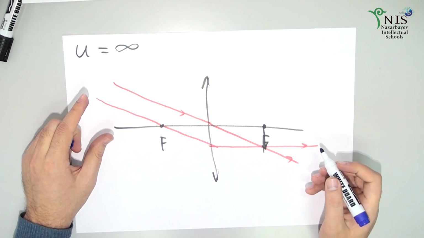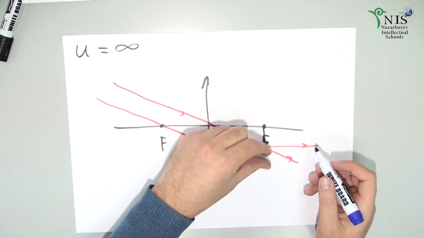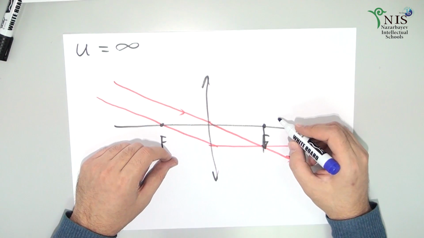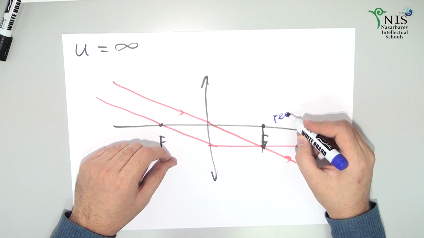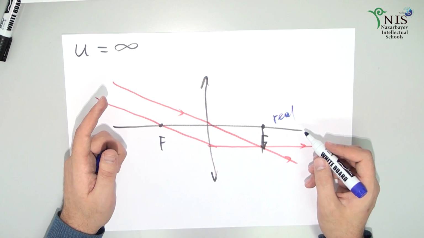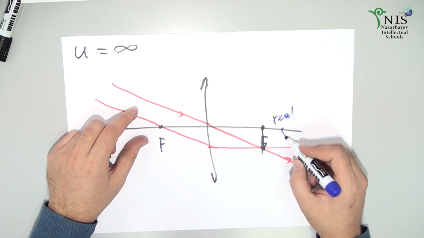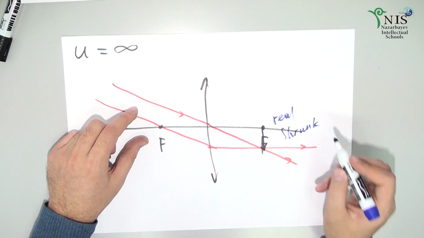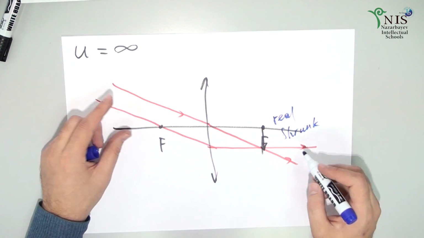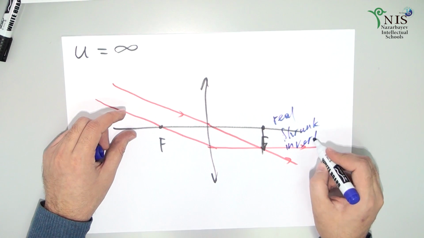Is it real or virtual? It's real, because the rays themselves intersect. Real. Is it magnified or shrunk? Well, it seems it's shrunk. Is it upright or inverted? It's inverted.